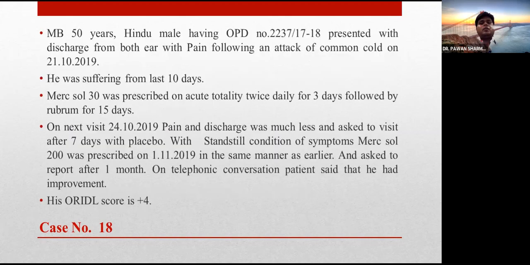This is another case. The patient came with discharge from both ears, with pain following an attack of common cold. She was suffering for the last 10 days. Maxol 30 was prescribed on acute totality twice daily for 3 days, followed by Rubram for 15 days. On the next visit, pain and discharge were much less, and she was asked to visit after 7 days with placebo. With a standstill condition of symptoms, Maxol 200 was prescribed in the same manner as earlier, asked to report after 1 month. On telephonic conversation, the patient said that he had improved and the score was plus 4.